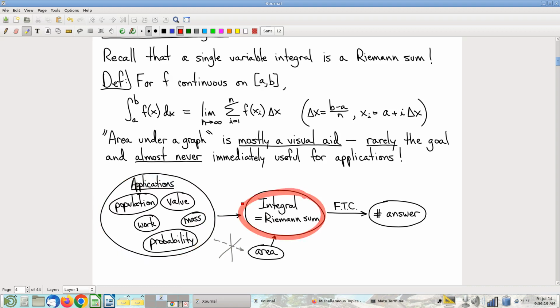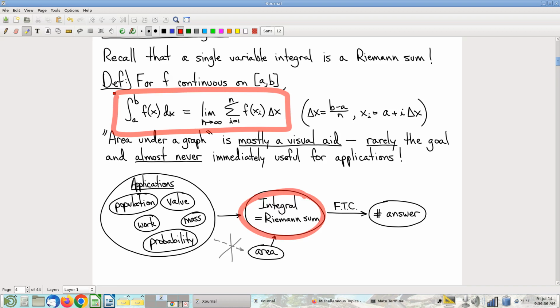Again, not because of ivory tower mathematician purposes, right? But very important so that we can use calculus in the real world. It's very important to understand that integrals are Riemann sums. Okay.